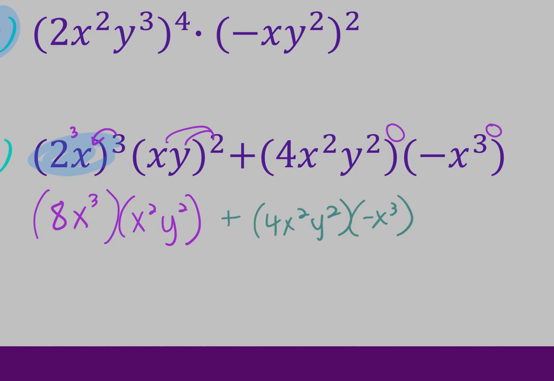All right, so now I want to multiply out the purple and the teal. So the purple, I'd get 8 because there's only one coefficient. X to the 3rd times x to the 2nd, which is x to the 5th, because we add when we multiply. And then y to the 2nd, plus 4. That would technically be 4 times a negative 1, right? So this would be a negative 4. X to the 2nd and x to the 3rd is x to the 5th. And then y to the 2nd.